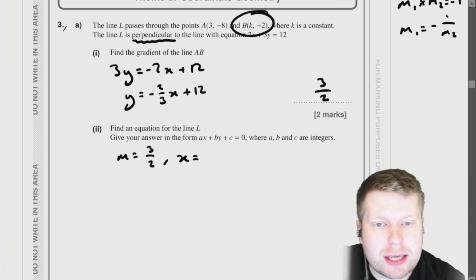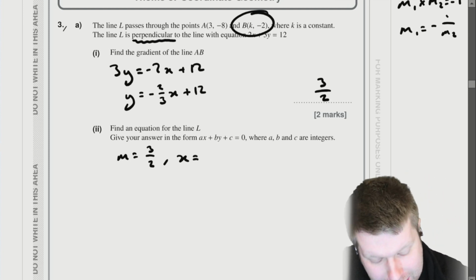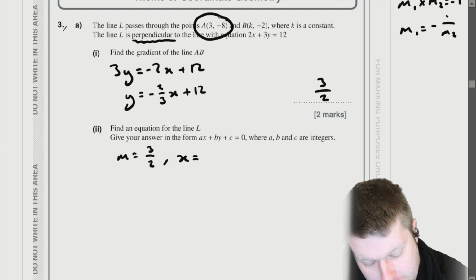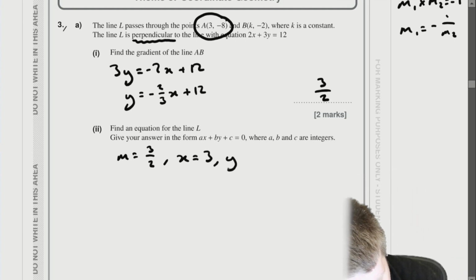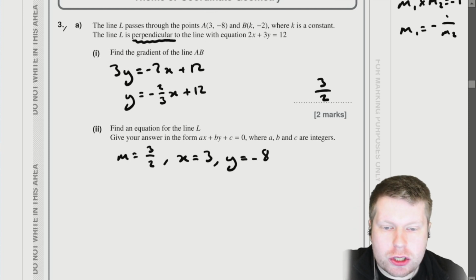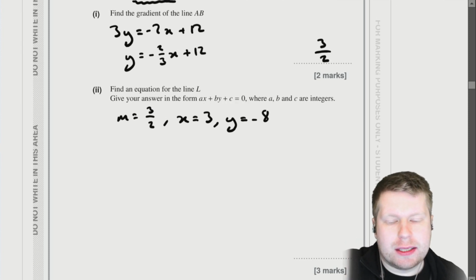Now, B lies on the line, but it's not going to help us here because we don't know what the x-coordinate of B is. So we're going to have to use the point A, which means x equals 3 and y equals negative 8. Now we just use our traditional form. In this case, the answer needs to be left in the form ax plus by plus c equals 0, where a, b, and c are integers.